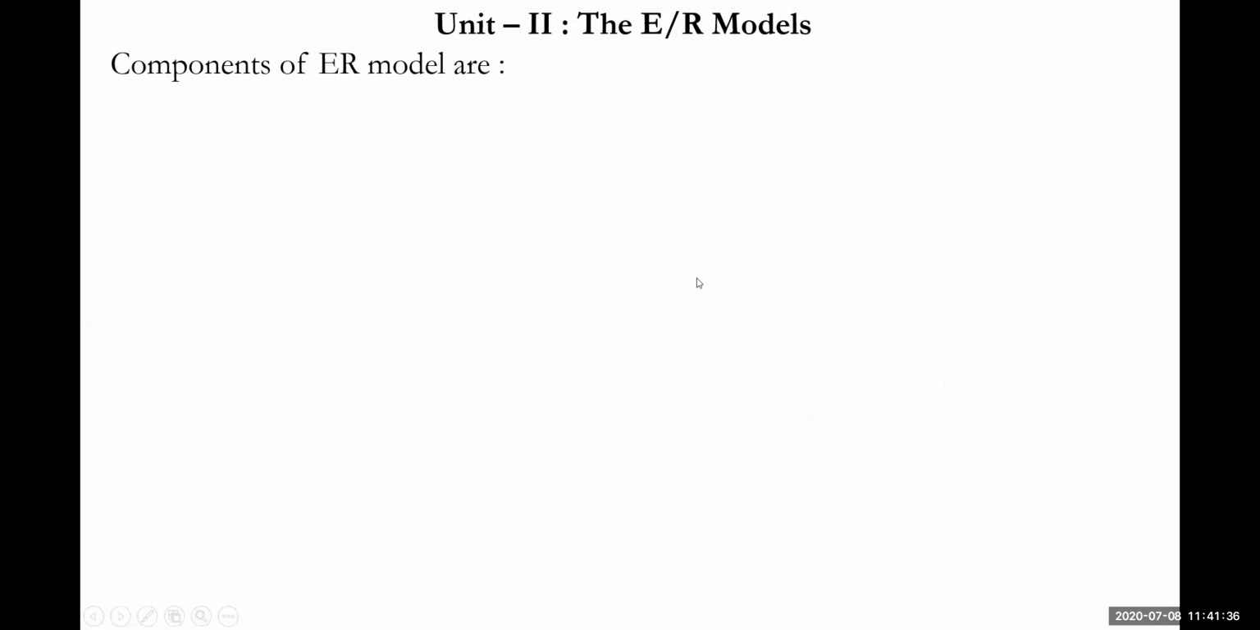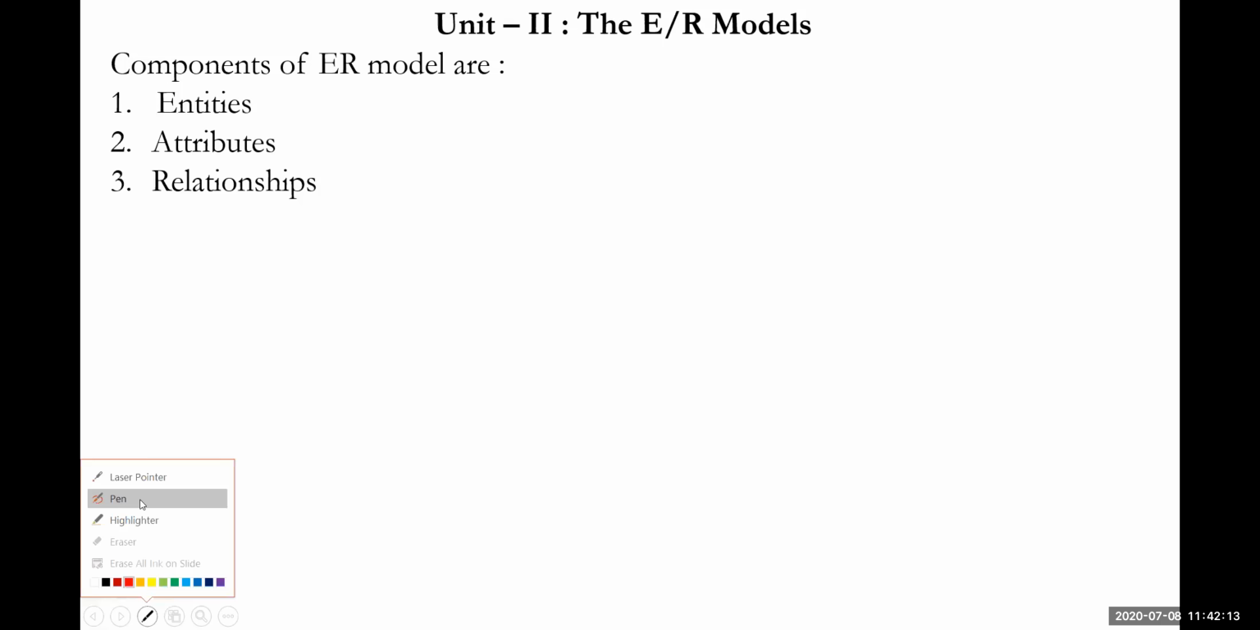So, the entity relationship model. What is an entity? What is a relationship? And how are relationships established as far as the database management system is concerned? These things are going to be discussed from today onwards. The basic components of the entity relationship model are: number 1, entities; number 2, attributes; and number 3, relationships.